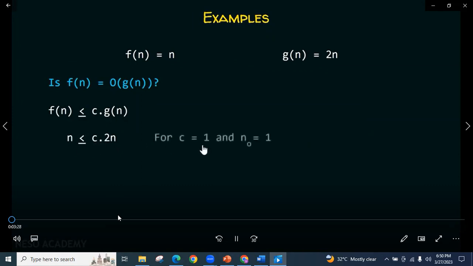If we take c equal to 1 and n naught equal to 1, this will definitely satisfy. So after replacing c by 1, this becomes n less than or equal to 2n, which is true. We can take any n value starting from 1, it will always satisfy. If we take n value equal to 1, then 1 is definitely less than 2. So for n naught equal to 1, this will satisfy. So we have some constant c and some constant n naught for which n is less than or equal to 2n. So f(n) is equal to big O of 2n.